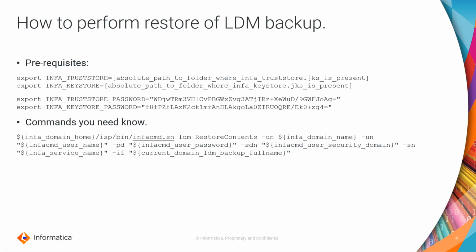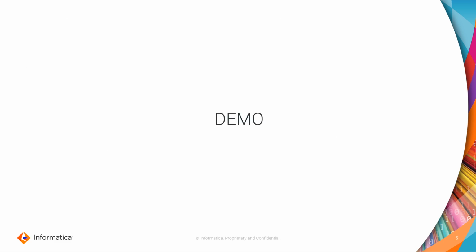Similarly, for the restore, we perform these prerequisites and then run the infra-cmd.sh command for the restore contents. It has the same command, but we have -if instead of -of for the input file that we need to perform the restore. In this restore, we need to take one more prerequisite into consideration, which is to disable the EDC services, and then we perform the restore. Let us jump into our demo.